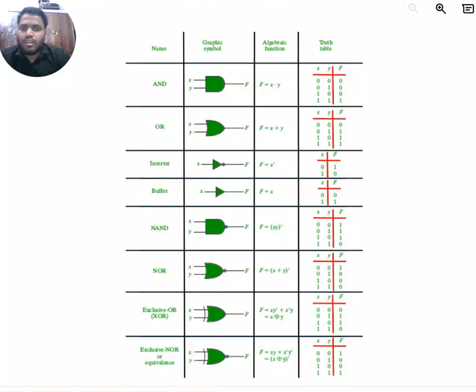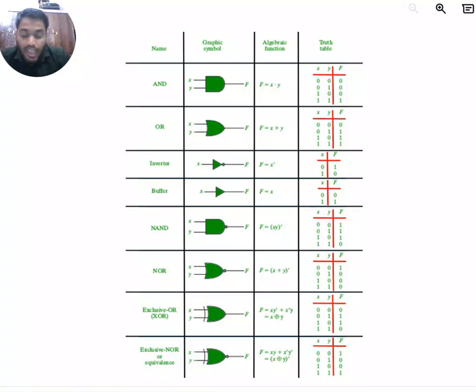So what is the NOR gate? NOR is nothing but not OR. So this is also the inversion of the OR gate. If you observe the OR output, whatever output is there, it is the inverted output here in the NOR.